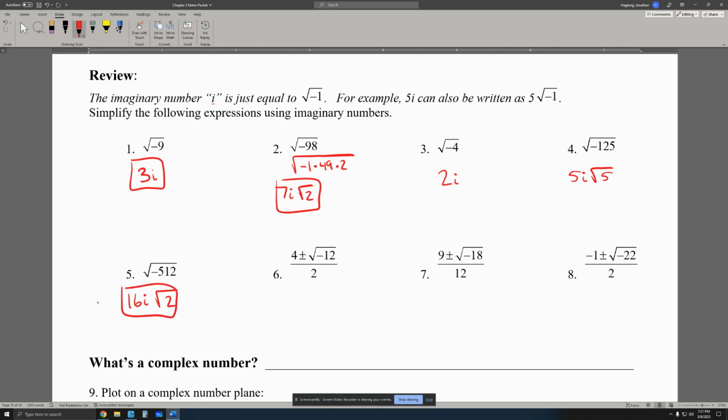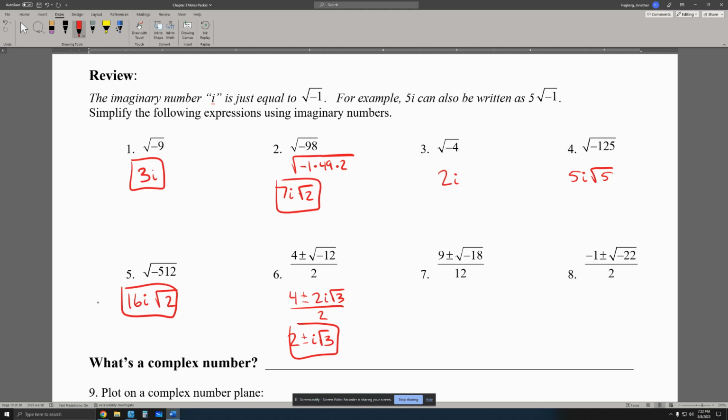4 plus or minus the square root of -12 over 2. First thing, I notice that we can simplify that square root. So we get 4 plus or minus 2i root 3, and this is all over 2. And then we can cancel out that factor of 2. So we get 2 plus or minus i root 3.